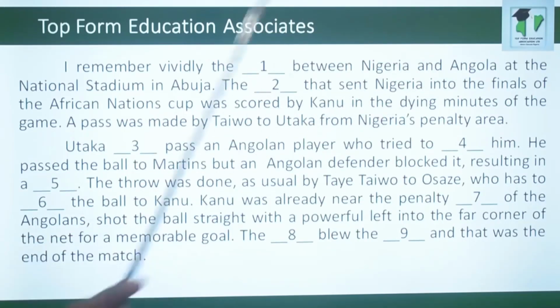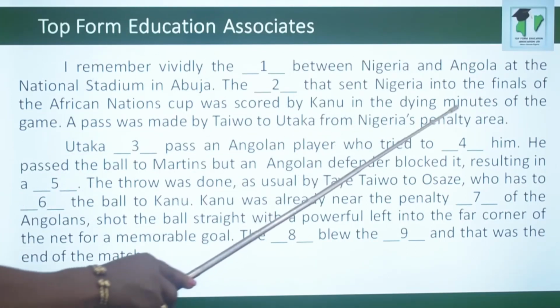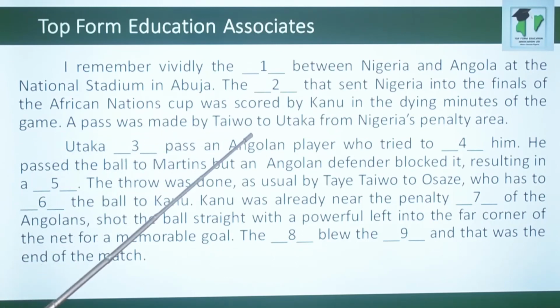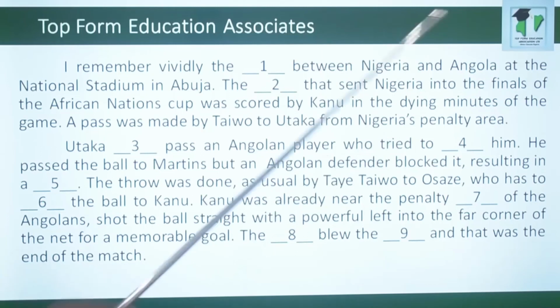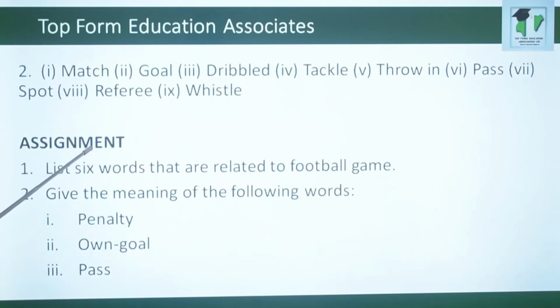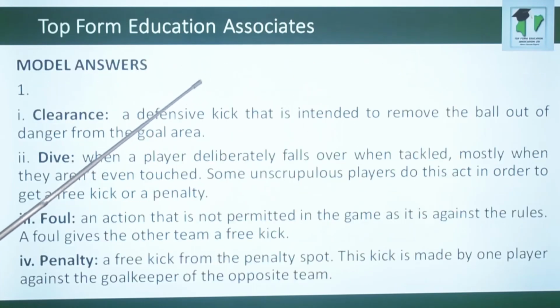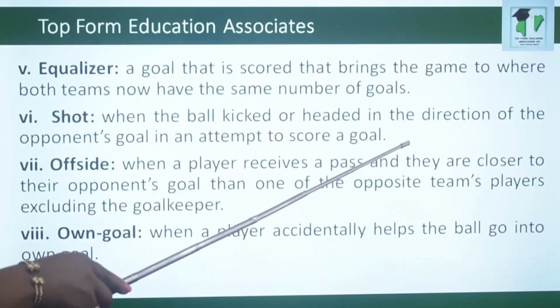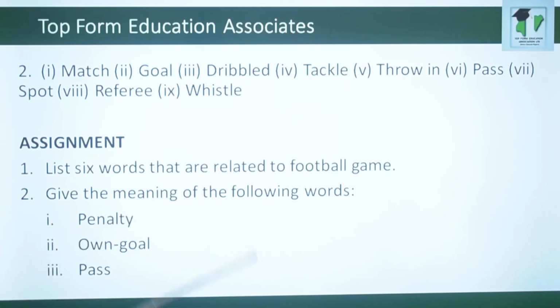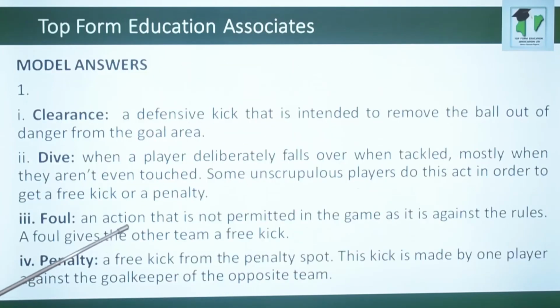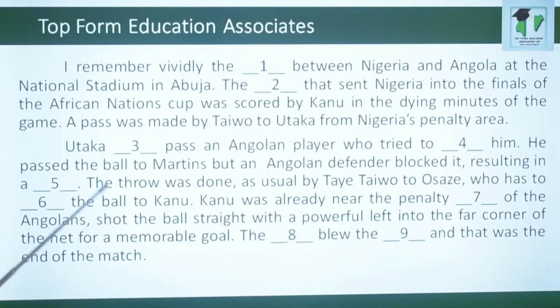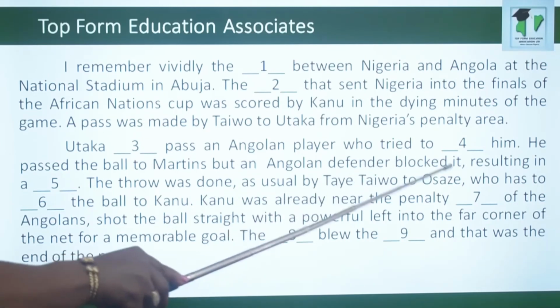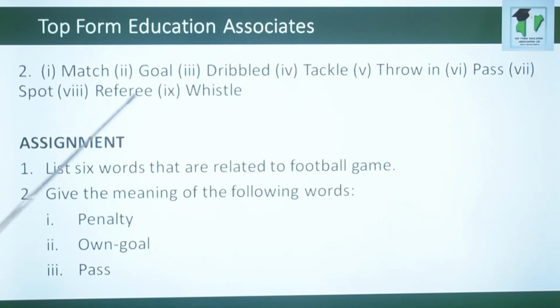that sent Nigeria into the finals of the African Nations Cup was scored by Kano in the dying minutes of the game. A pass was made by Taiwo to Otaka from Nigerian penalty area. Otaka dribbled, I hope you're following, dribbled past an Angolan player who tried to tackle him. He passed the ball to Martins, but an Angolan defender blocked it, resulting in a throw-in. A throw-in.